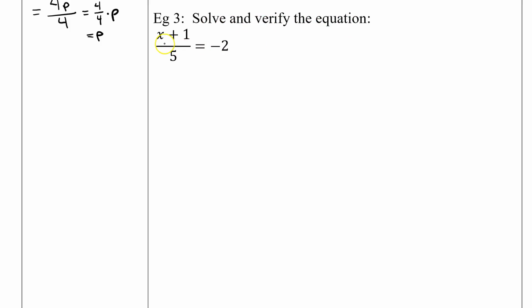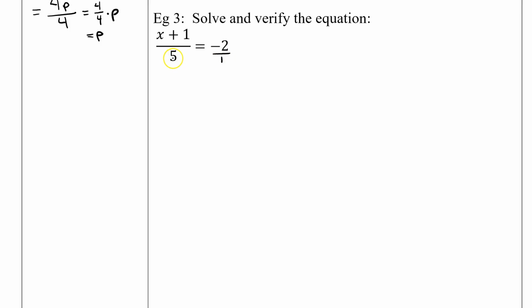Solve and verify the equation x plus 1 divided by 5 equaling -2. So now you're going to be like, okay, so we're going to deal with our adding and subtracting first. No, we're not actually going to. We're going to actually deal with multiplication and dividing first, which is confusing. The easiest way to deal with fractions is multiplying everything through by the common denominator first to get out of fractions. So if I picture this, the denominator on this -2 is just 1.